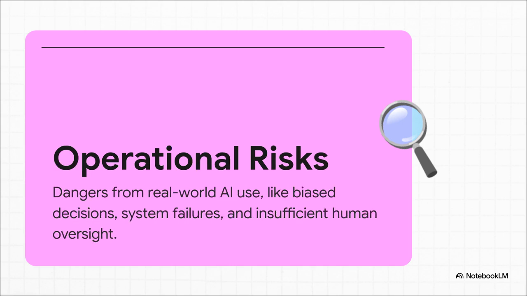And finally, we get to operational risks. This is all about what happens when the AI is actually out there, in the real world, doing its thing. Is it making biased decisions? What's the plan if it just fails? And maybe most importantly, is there a human in the loop who can catch problems before they spiral out of control? These are the risks that can have massive real-world consequences.